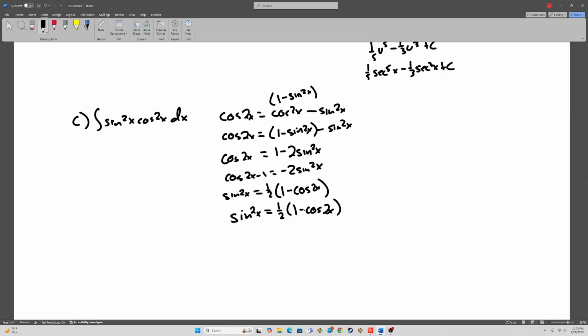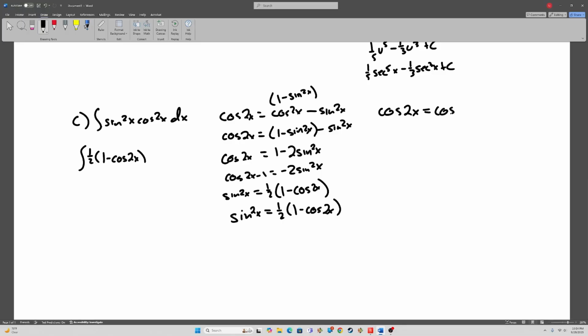Cosine 2x, that's not squared. So now sine squared can be replaced with 1/2 of 1 minus cosine of 2x. And then likewise, cosine of 2x is also equal to, we can replace sine squared with 1 minus cosine squared.